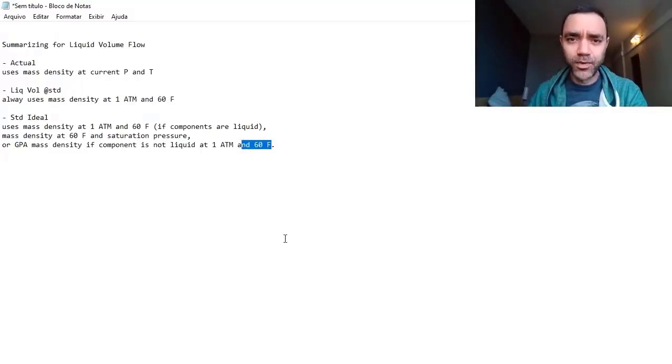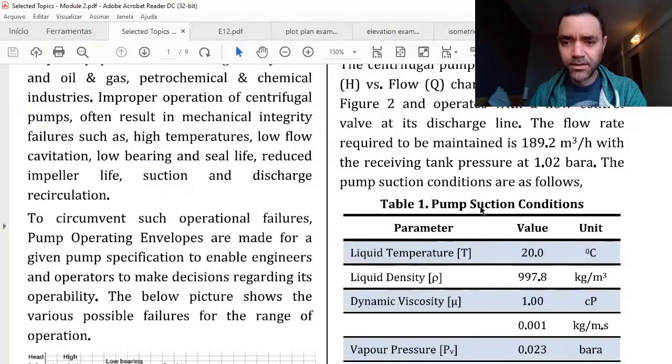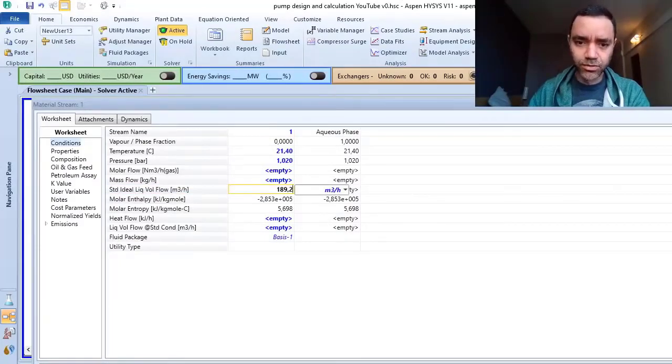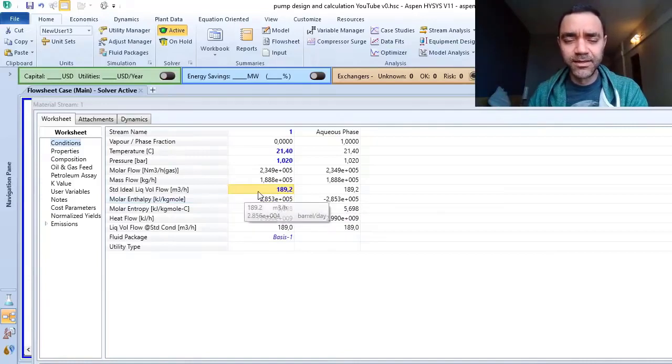So it is very, very important that you understand that, because in many cases, what I see students or people doing is: I need 189.2 cubic meters per hour, so what I will do in my Aspen Hysys, I will go to standard ideal liquid volume flow and enter 189.2 cubic meters per hour. It's wrong. And it can lead to a lot of deviation if, at 15 Celsius degrees and at your operation point, there is a big change in the mass density of your fluid.